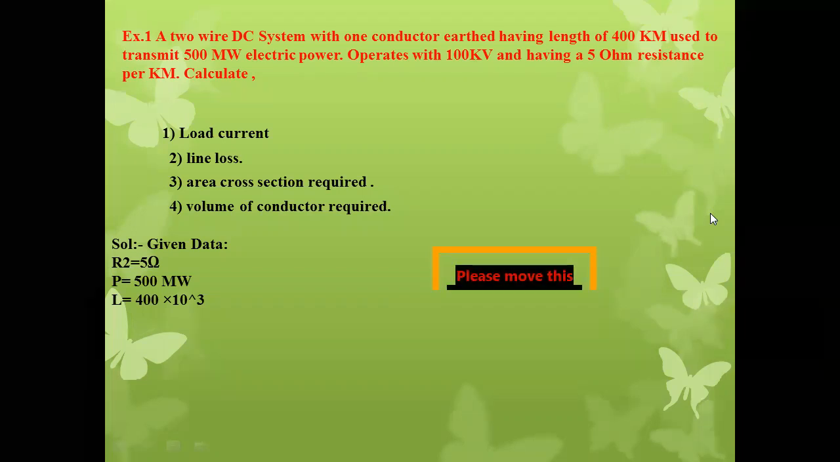The given problem is very important because we are going to calculate the load current, line loss, area cross section required, and volume of conductor required for all 10 cases for the same numerical. So we have to do this first numerical very carefully, because compared to this two wire DC system with one conductor, all supply schemes are evaluated or discussed on that basis only. So do this numerical very carefully.